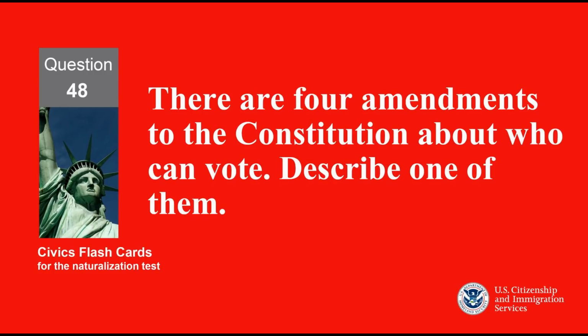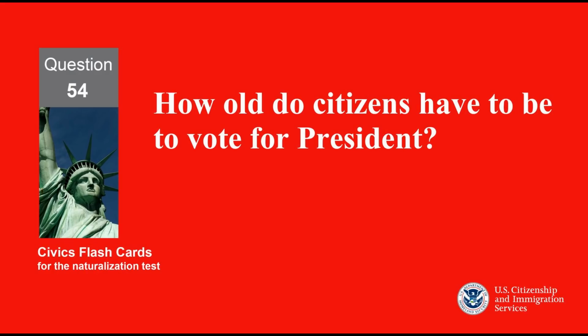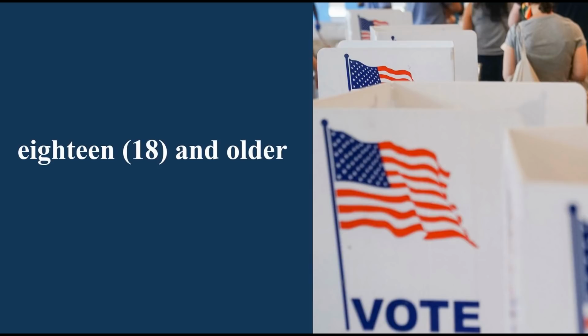There are four amendments to the Constitution about who can vote. Describe one of them. Citizens 18 and older can vote. How old do citizens have to be to vote for president? 18 and older.